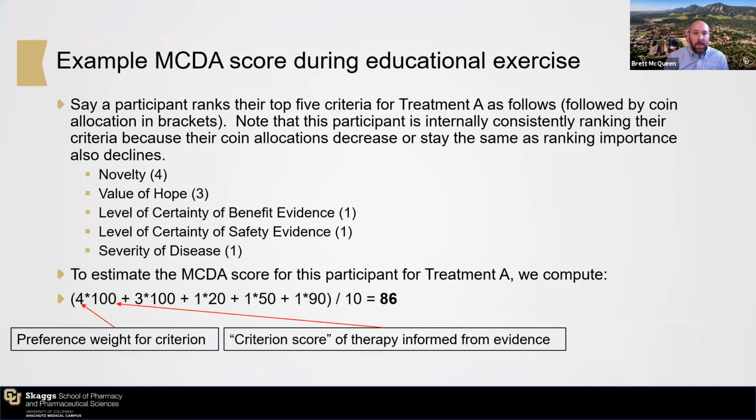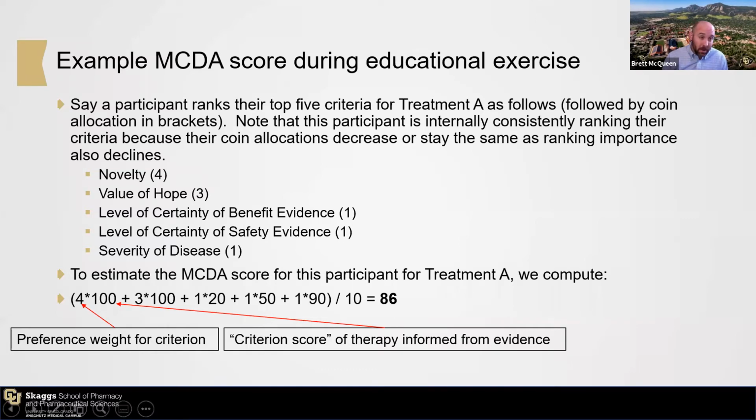So this is an example score that we did for each participant. And also, this is what we've done in other MCDA exercises that we've already conducted. So let's just take one participant voting on treatment A. They have 10 coins to allocate between their top 5 criteria. So they chose novelty, so novel mechanism of action. Obviously, treatment A has some sort of new class of therapy for that disease. Value of hope, was there a potential for a cure for this population? And then level of certainty, both for benefit and safety, and then severity of disease.